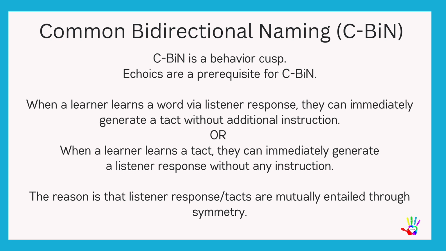So the idea behind common bidirectional naming is that if I teach you the name of an object through listener response training, you should be able to derive or generate a tact of the gold unicorn without me ever needing to teach that to you. Why? Because you learned what it was when I did listener response training. Now, conversely, if I were to hold up the gold unicorn, and again, I'm acting it out even though you can't see me, and say, what is it?